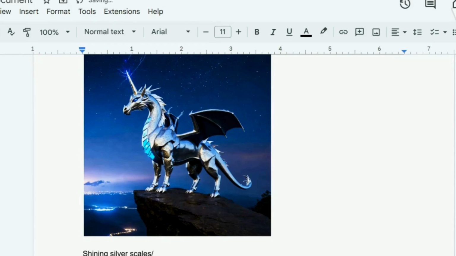So, we can make our own fancy name for this creature. That's what we call creativity. So, dragon plus unicorn. We can call it a Dracon, our own fancy name. And it has a glowing blue eye, silver wings, horns.